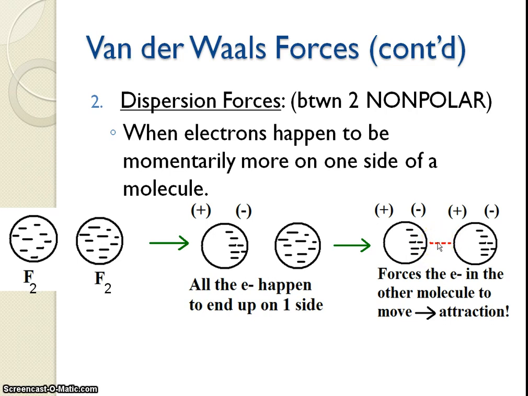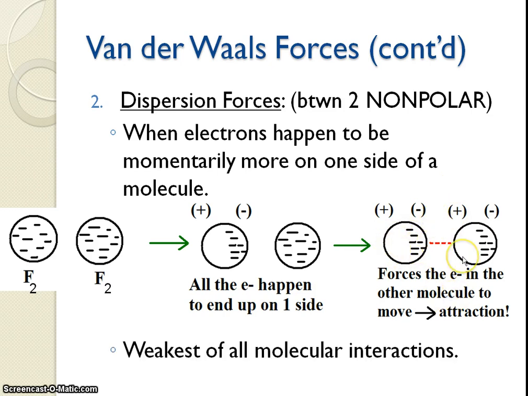But this only happens for a split second. So as soon as those electrons start moving around the molecule again and they spread back out, the attraction is gone. And that's why this is the weakest of all the molecular interactions. It only happens for a split second.